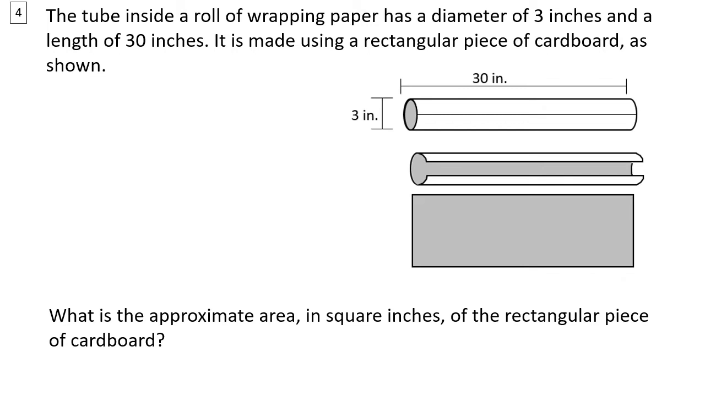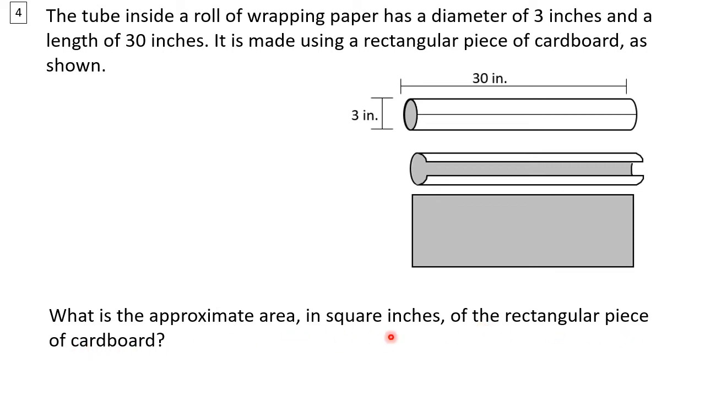All right, this one's just a little bit weird. It really is just an area problem, but it's kind of related to a surface area problem. And the picture here shows us a lot. The tube inside a roll of wrapping paper has a diameter of 3 inches and a length of 30 inches. It is made using a rectangular piece of cardboard as shown. So we just take this rectangle and roll it up to make that tube for the wrapping paper. What is the approximate area in square inches of the rectangular piece of cardboard?